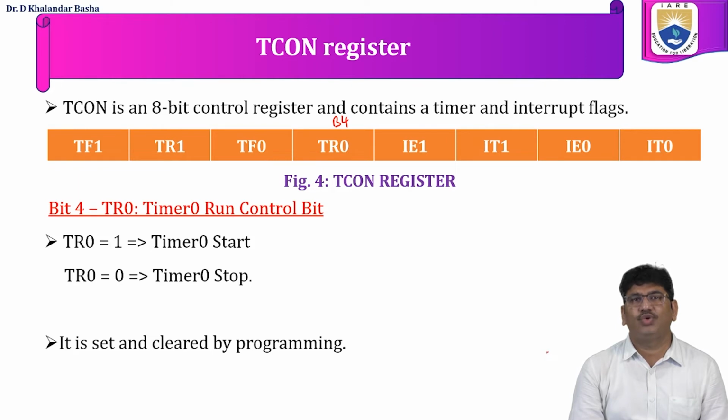The next bit is bit 4, which is TR0. This bit is to configure to start or stop timer 0. So TR0 is the timer 0 run control bit. If TR0 is equal to 1, timer 0 starts functioning. If TR0 is equal to 0, then timer 0 stops functioning. It is set and cleared by programming.